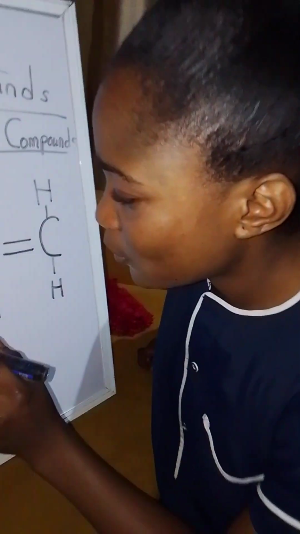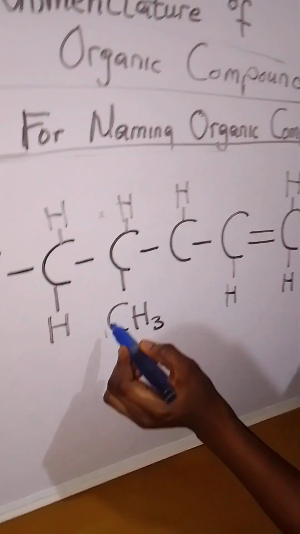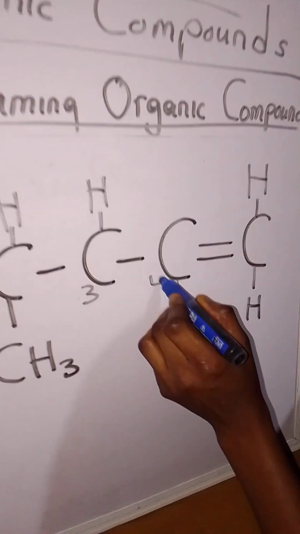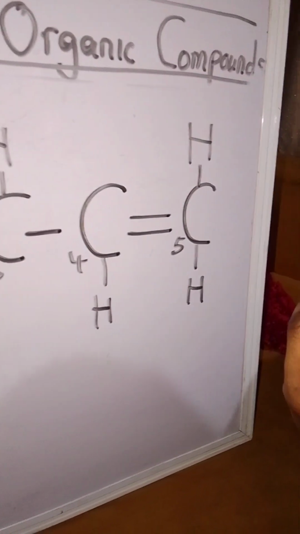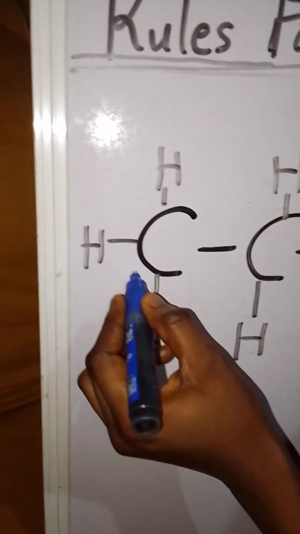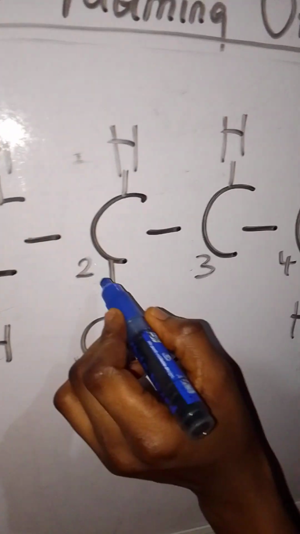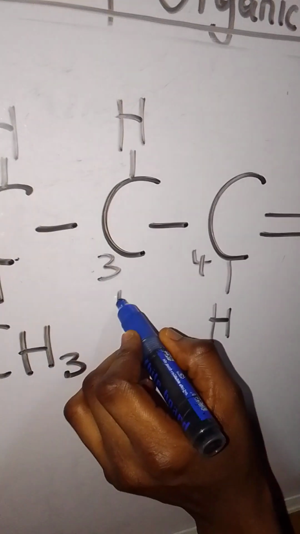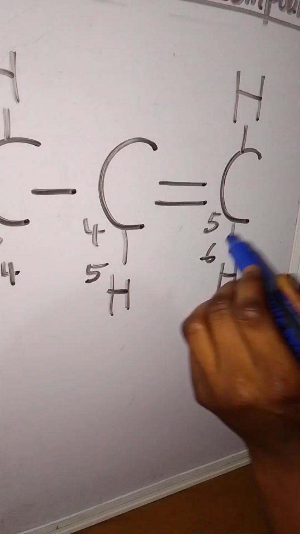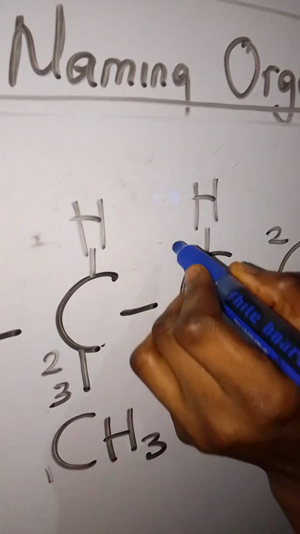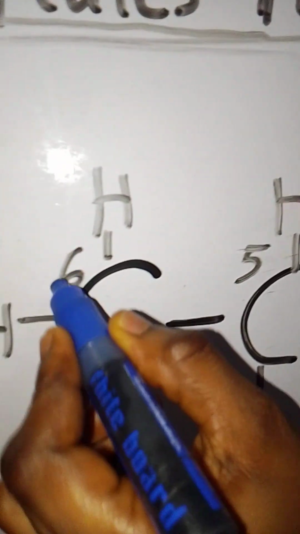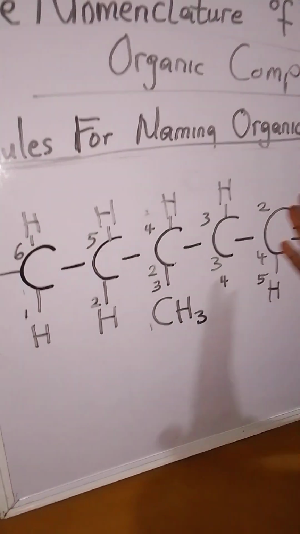Now let us look at this. If you want to identify, we can count from here. This can be 1, 2, 3, 4, 5. Another way we can number from 1, 2, 3, 4, 5, 6. Do you see that? Let me bring this one down so that it won't confuse you. Now let's number from the end to the beginning: 1, 2, 3, 4, 5, 6. Okay, you can see that we've numbered in different forms.